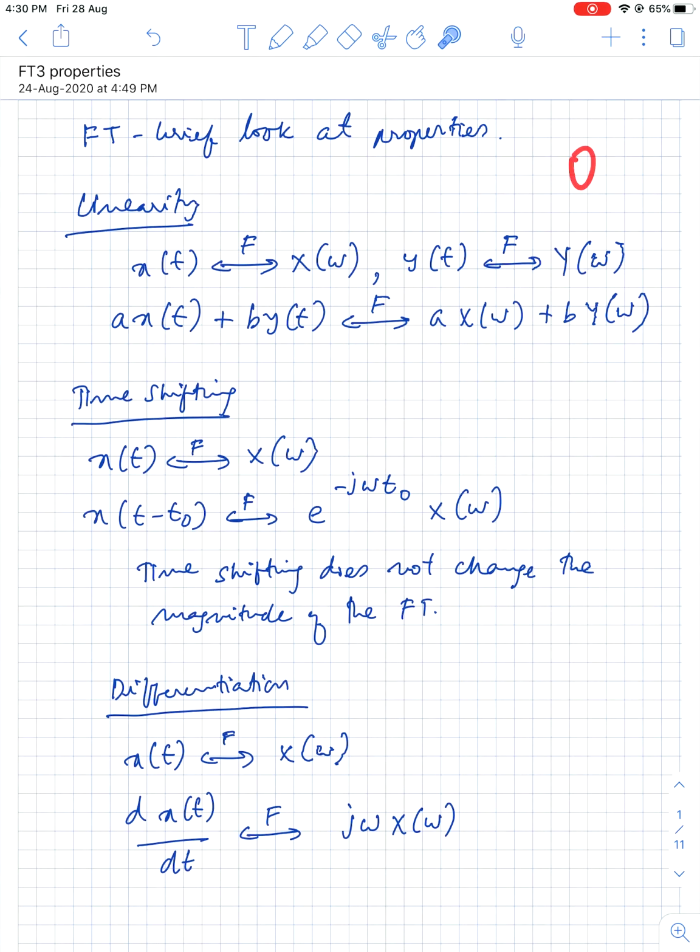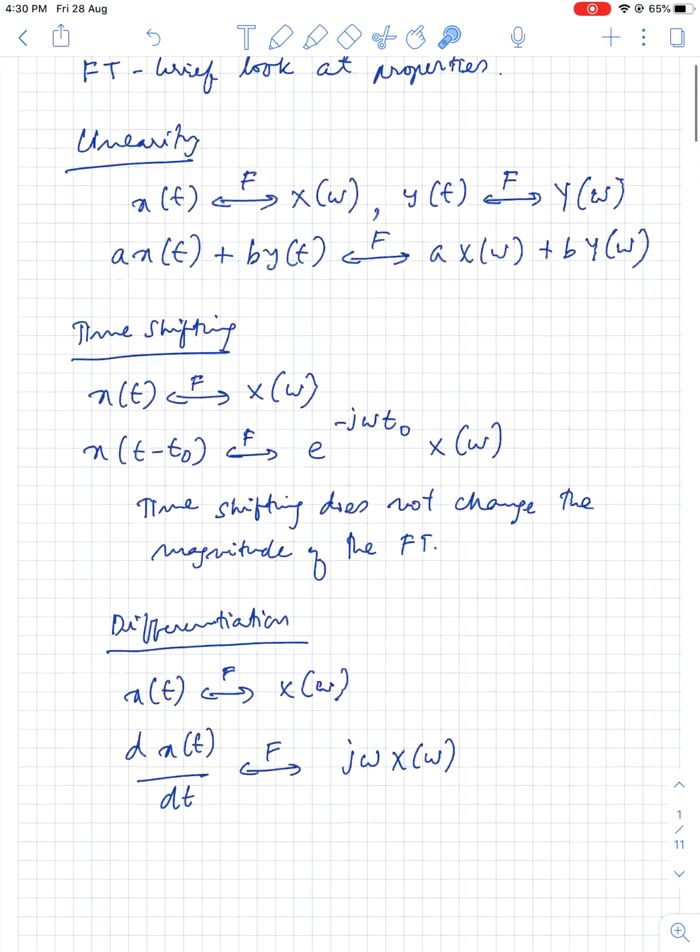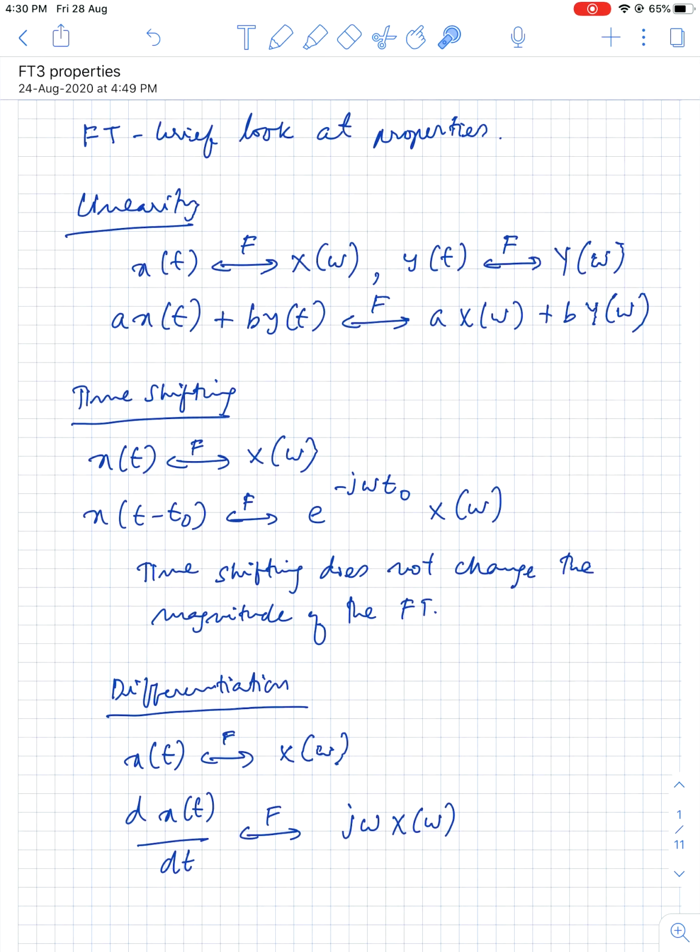Okay, we will briefly look at Fourier transform properties. Many of them are familiar to you already from the Fourier series, so we will not look at all of them. We will look at some of them only. For the remaining, you can look at the textbook, and there are more examples also in the textbook. We will look at a few of them in this lecture.